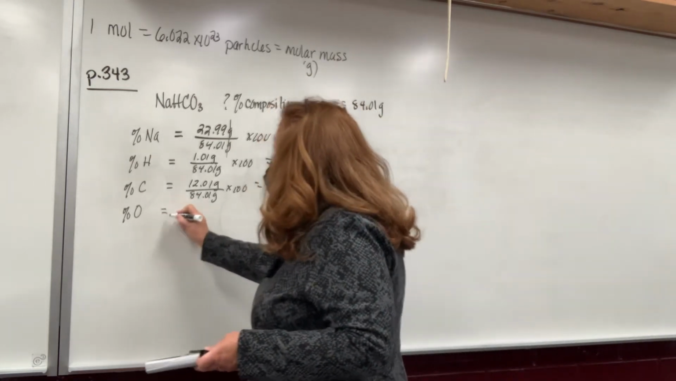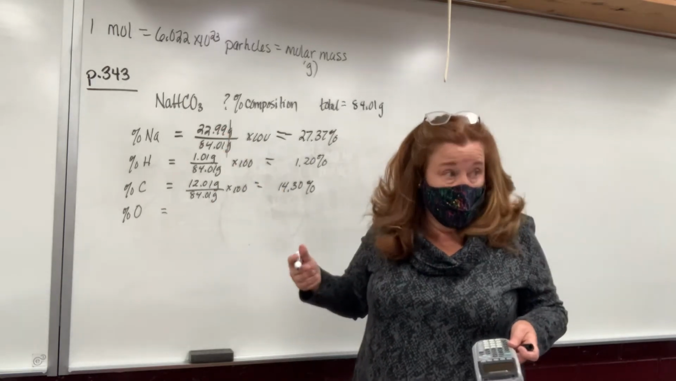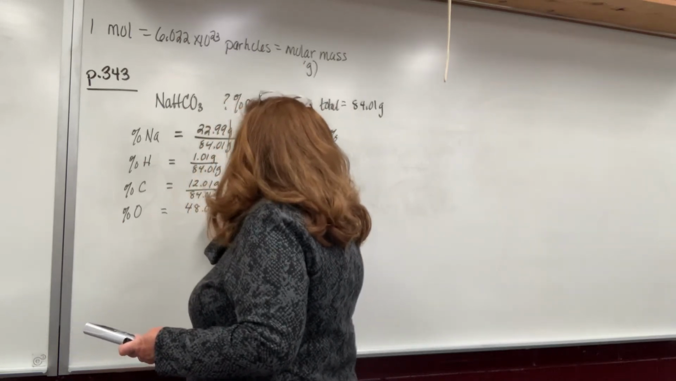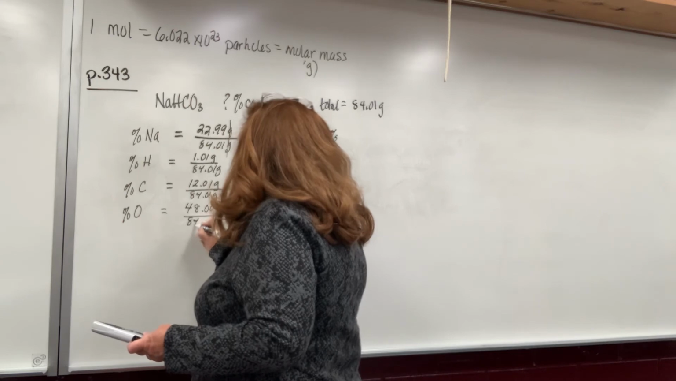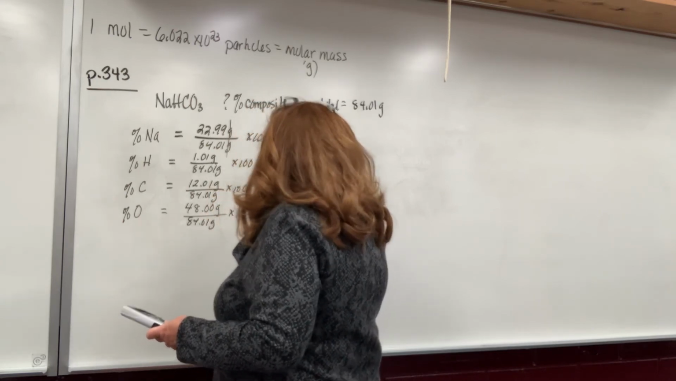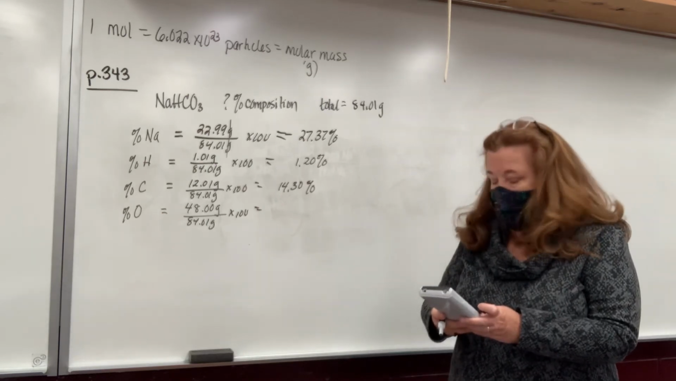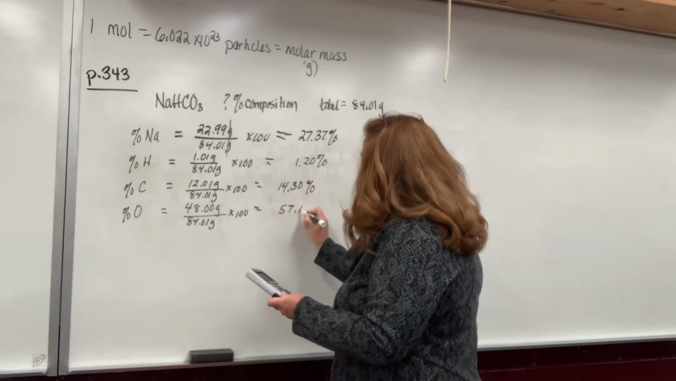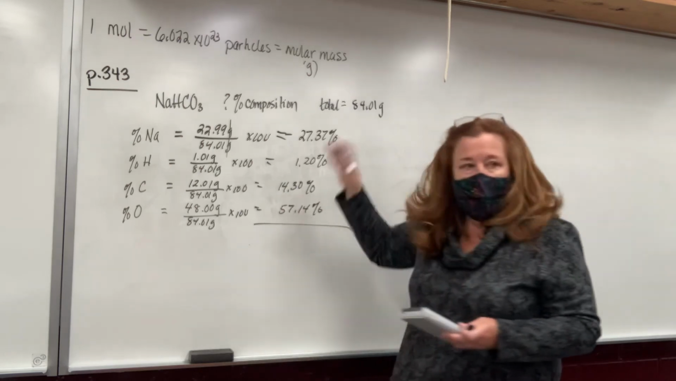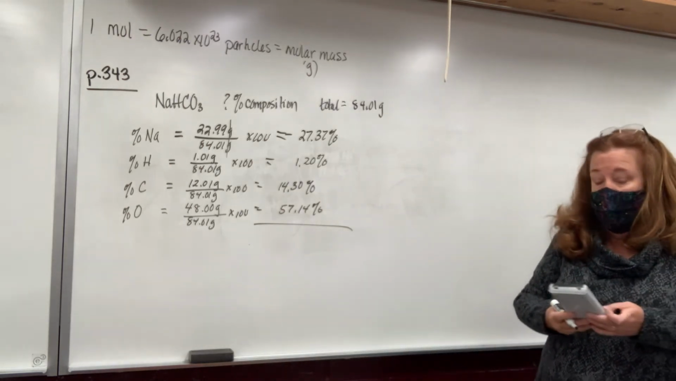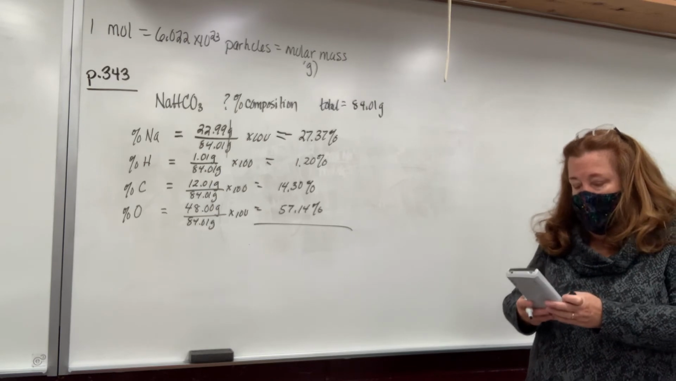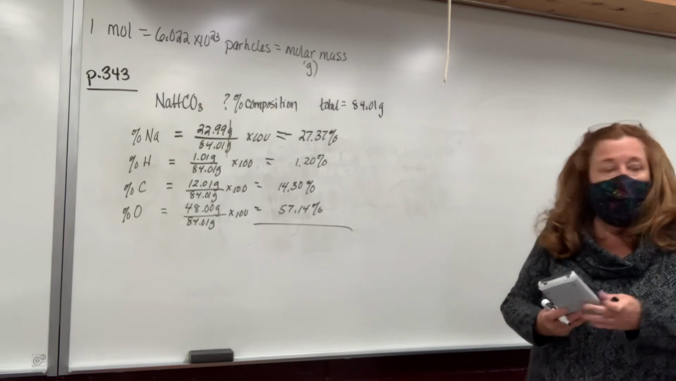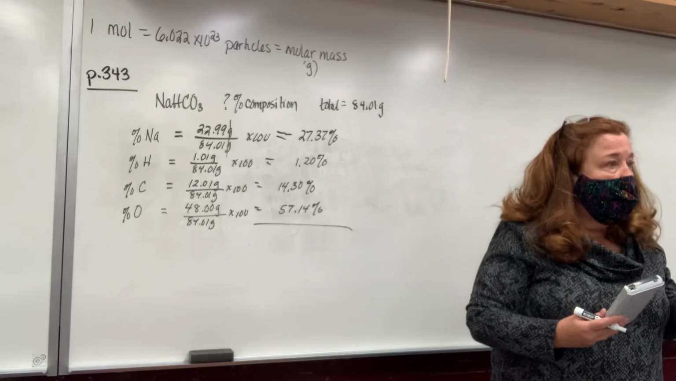So I'm going to take the oxygen. This is where you have to pay attention. It's not just 16, there are three of them. So you take three times 16, this is your 48. That's the mass of the oxygen in the compound divided by the whole thing. Get to keep three significant or four significant digits again. 57.14. And then to check your answers, add them up. And it should be 100. That's the whole thing. So 57.14 plus 14.3, plus 1.2, plus 27.37, 100.01. And that's because of my rounding, but I probably did it right.